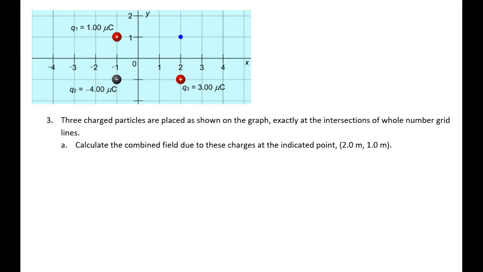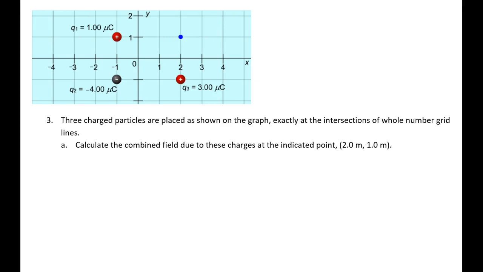Problem number 3, we're given this figure up above. It says 3 charged particles are placed as shown on the graph exactly at the intersection of whole number grid lines. So that's kind of nice. Part A says calculate the combined field due to these charges at the indicated point, 2 meter, 1 meter. So all these values on the x and y axis are in meters.